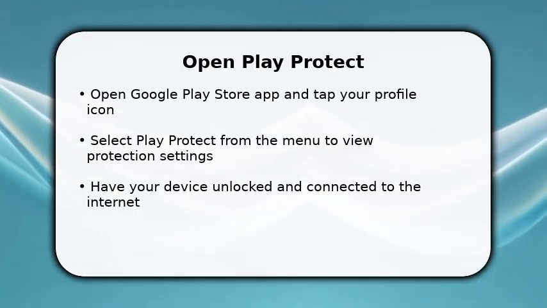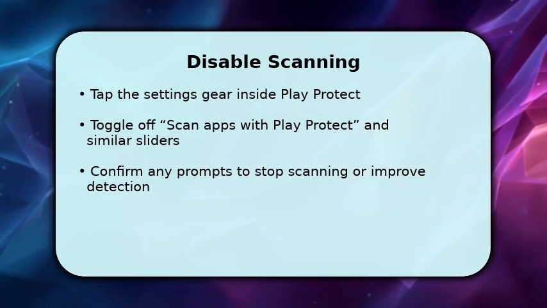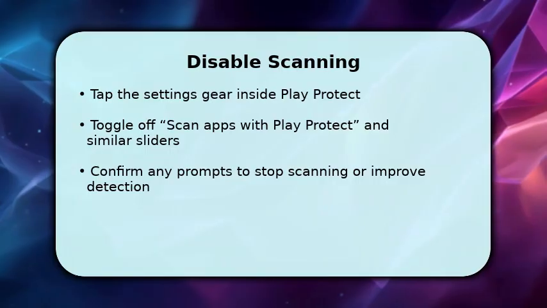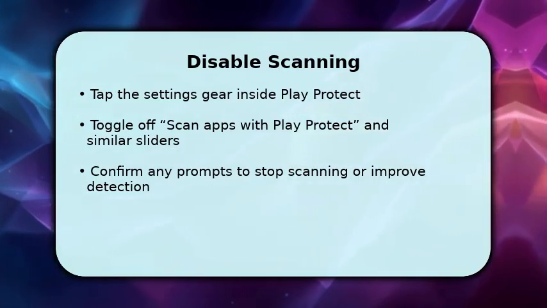You tap the settings gear and locate the toggles labeled Scan Apps with Play Protect and Improve Harmful App Detection. Turn those switches off. A confirmation may appear, so accept it to stop automatic scans.